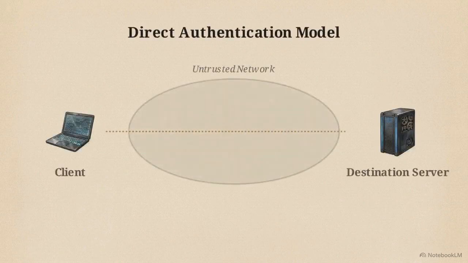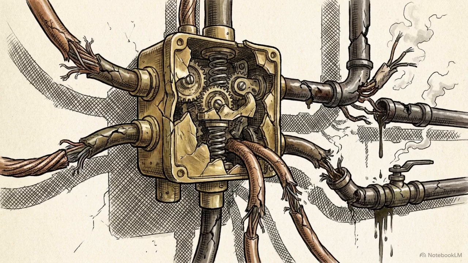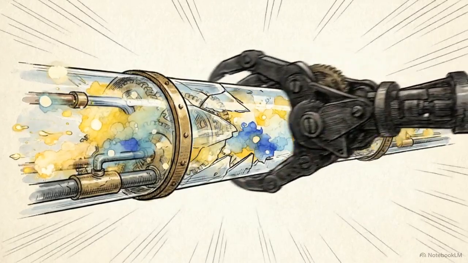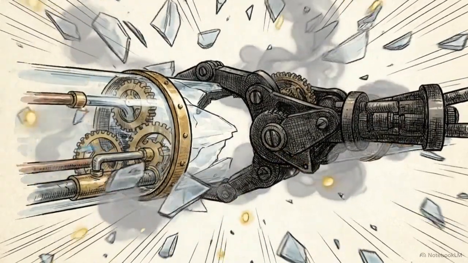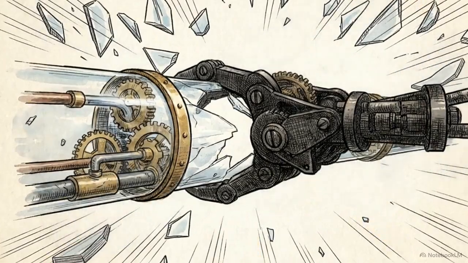In a traditional direct authentication model, the client proves their identity by sending their password, or a hashed version of it, straight across that network path to the destination server. Because that network path spans physical space you don't control, it must be treated as inherently untrusted. Every single packet of data transmitted from point A to point B is theoretically subject to malicious interception.